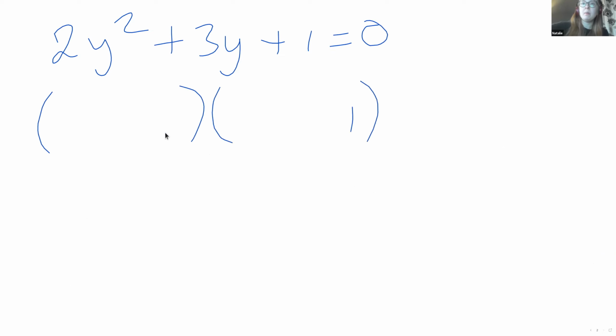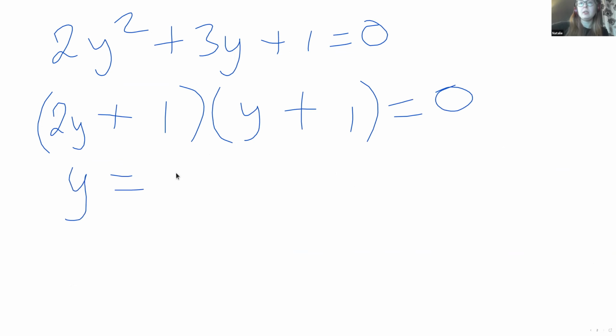So 1 times 1 is going to give me 1. I'm going to have a 2y and a y, and then add those, and that's going to be equal to 0, which means y is going to be equal to negative a half, or y is going to be equal to negative 1.